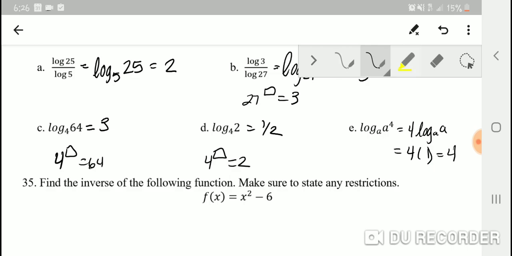Or you can think about it as the way that logs are the exponent. Our exponent is 4, so that's our answer, since we have the same base here. So again, log base a number of the same number is 1.